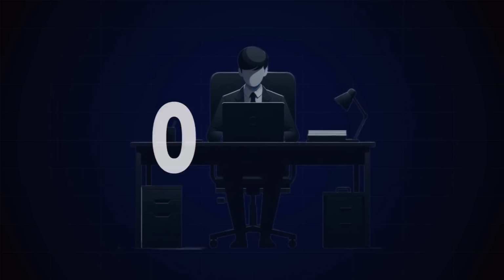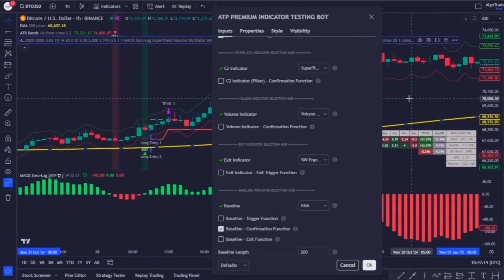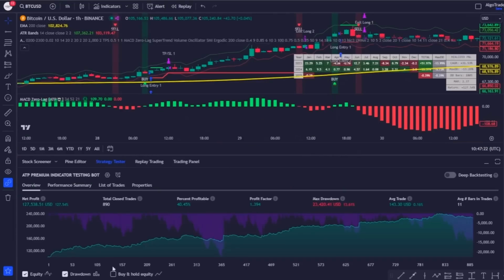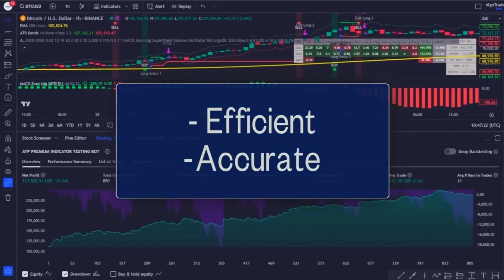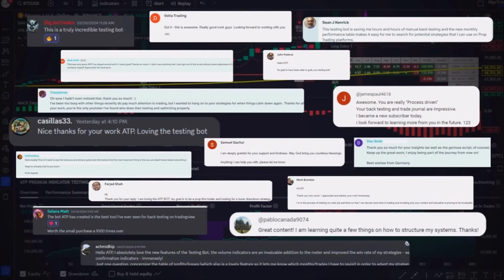As always, manually backtesting thousands of trades will take too long, but I will be using my indicators testing bot to automate this. It logs all trade entries, exits, and stop losses with precision, making the backtest process efficient and accurate. This tool has been extremely helpful for over 200 users who want to optimize their strategies.